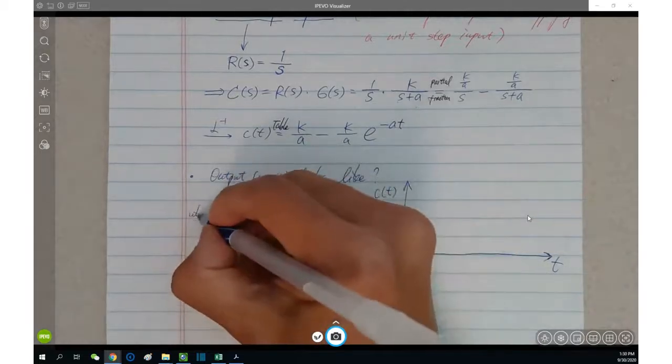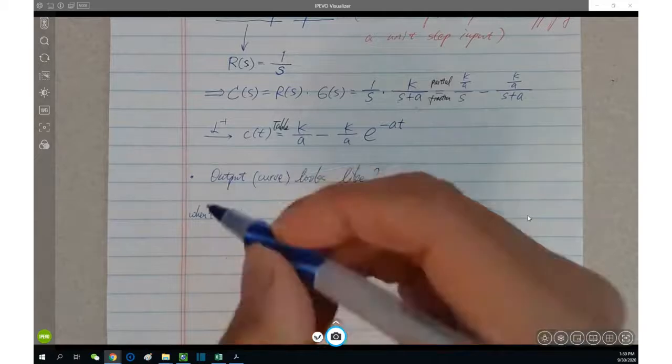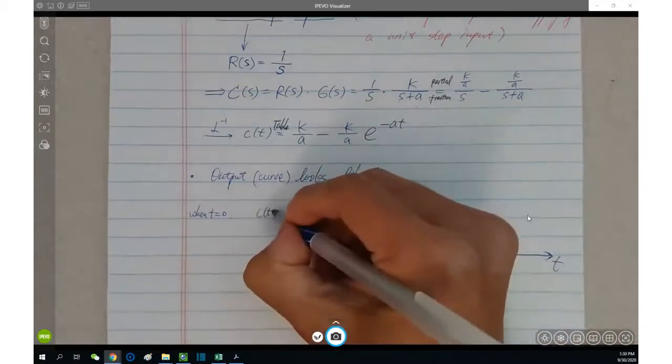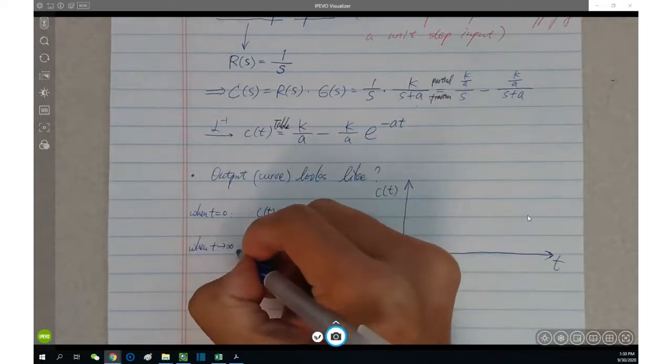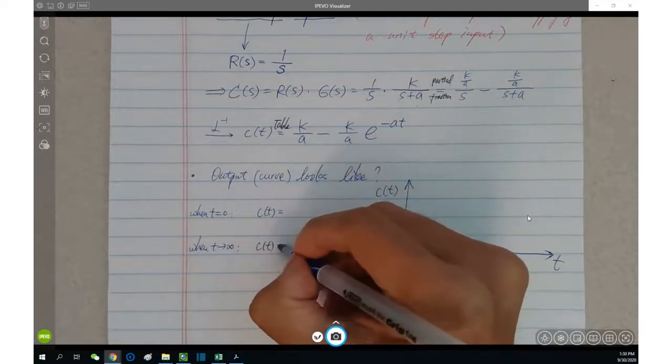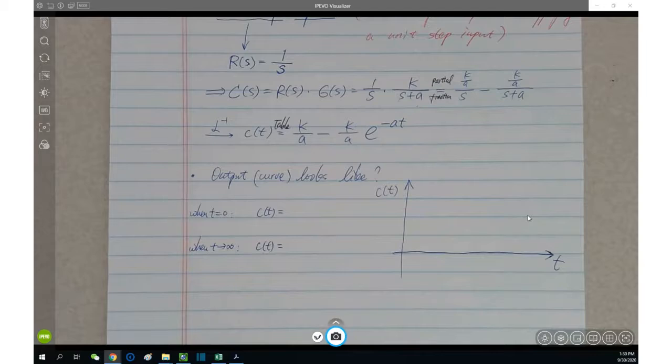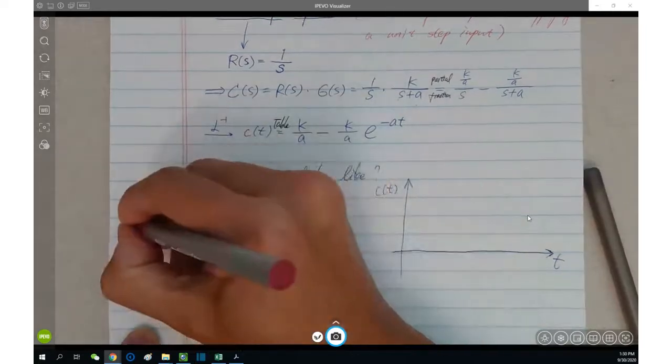First of all, when t equals 0, c of t equals what? And once t is approaching infinity, c of t equals what? We study the starting point and the ending point. Let's figure out these two points, and then we can see the middle. So t equals 0 is nothing but the initial value.